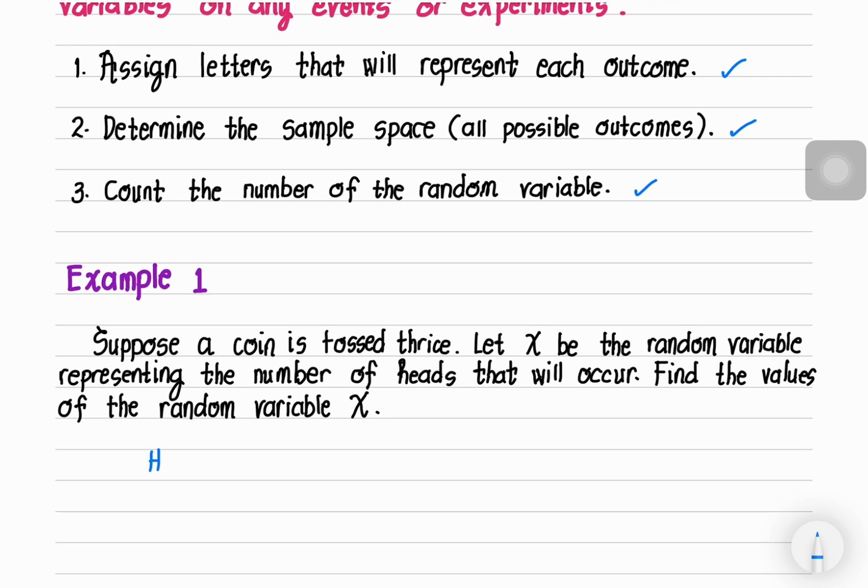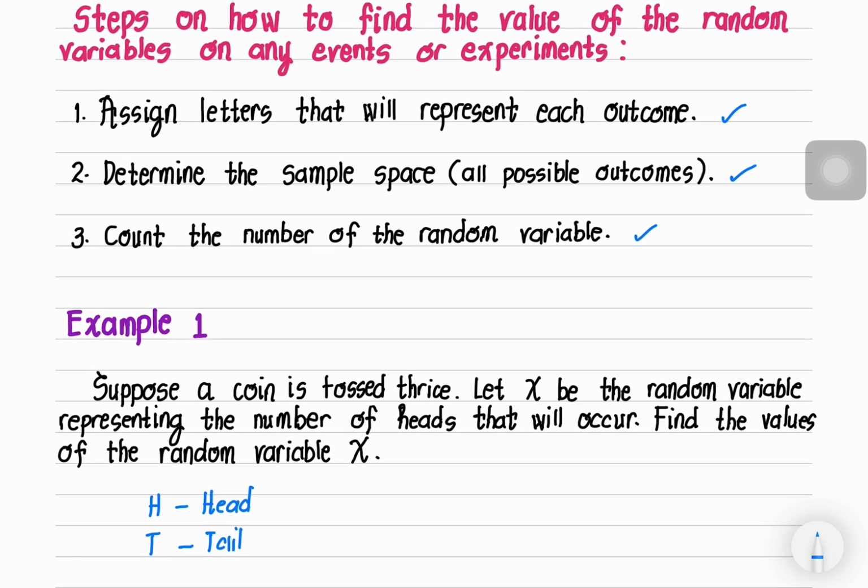Okay, so we have H4, of course, head yan, no? And then T4, our tail. Okay? So, paano tayo nag-come up ng ganito? Sabi natin, we have steps on how to find the value of the random variables on any event or experiments. So, mag-assign tayo ng letters, right? So, ito na yon. H or T or head and tail, right?